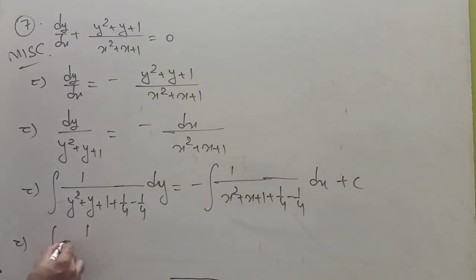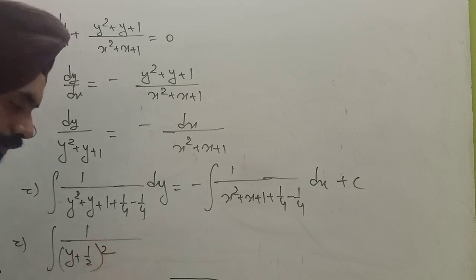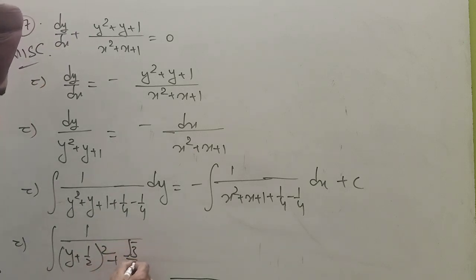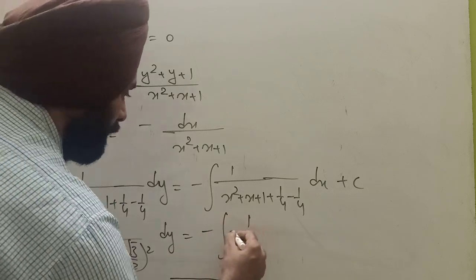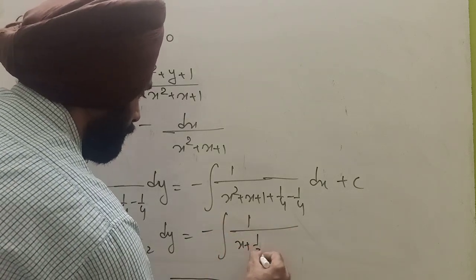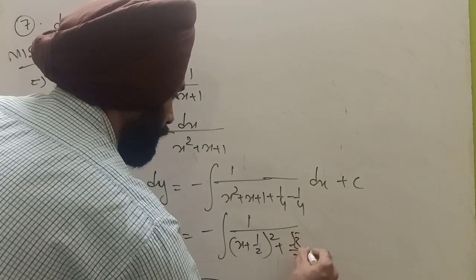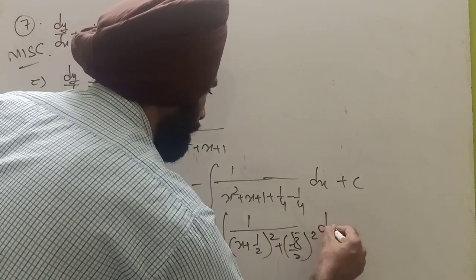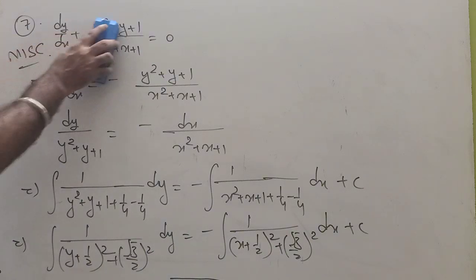And now after completing the square, it is equal to (y plus 1/2) whole square. 1 minus 1/4 is 3/4, which can be written as (root 3 by 2) whole square. Same in the right hand side, 1 over (x plus 1/2) whole square plus (root 3 by 2) whole square dx plus c. Now applying the formula.